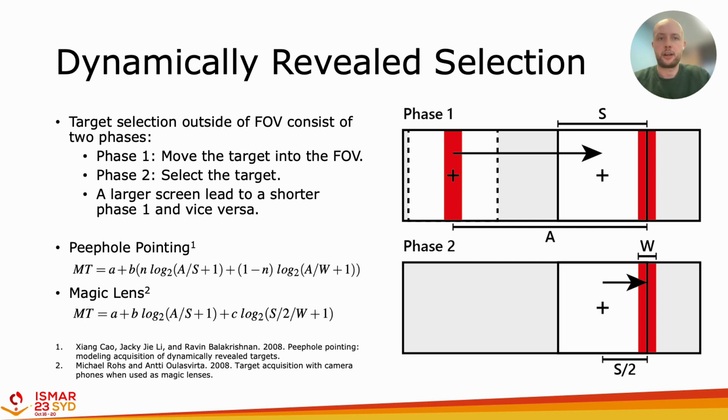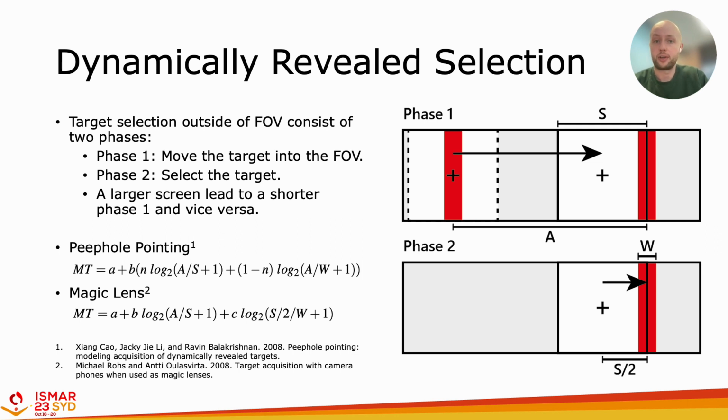And this is called a dynamically revealed selection. And this sort of target selection consists of two phases. So in the first phase, the user has to move the target into the field of view or into the screen so that it's visible. And then in phase two, they have to select the target within the field of view. And here there's a trade-off for screen size. So a larger screen size leads to a shorter first phase, while a smaller screen leads to a shorter second phase. And there's been two models proposed which expand on the Fitts' law model to introduce this trade-off.